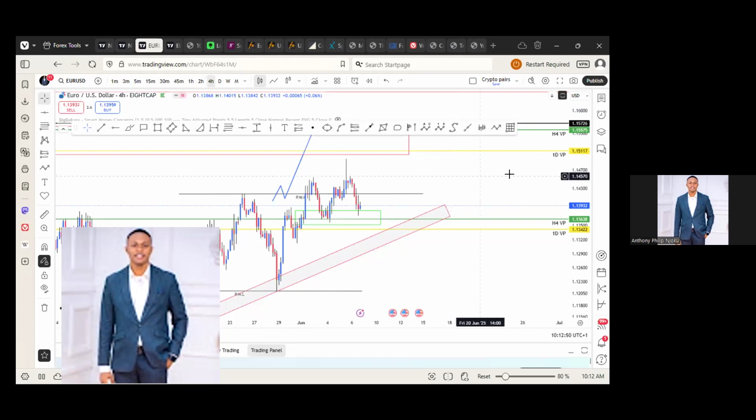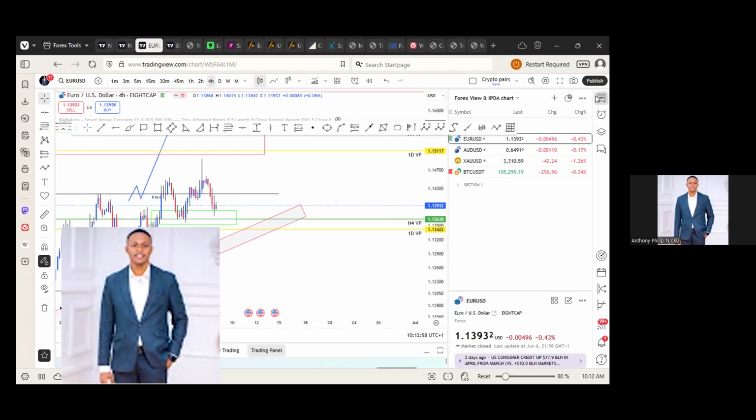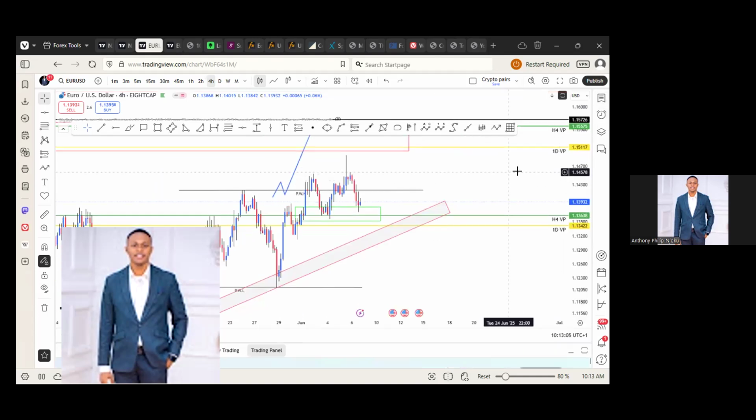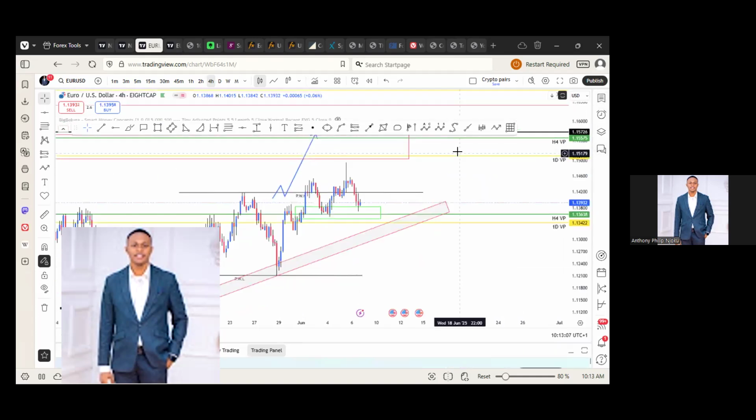This market technical breakdown is for the time period of 9th of June to the 13th of June. We're going to be going through different pairs, and these pairs are on the right-hand side over here. We're going through Euro USD, AUD USD, XAU USD, also known as gold, and lastly, Bitcoin. So with that said, let's dive into it.